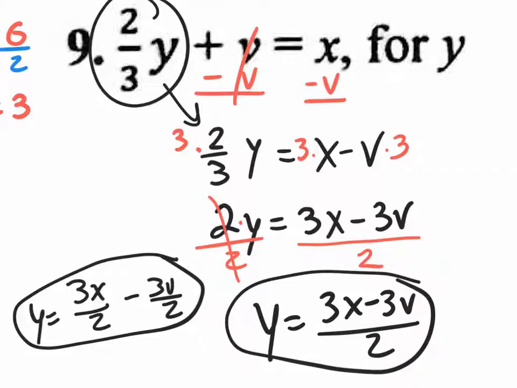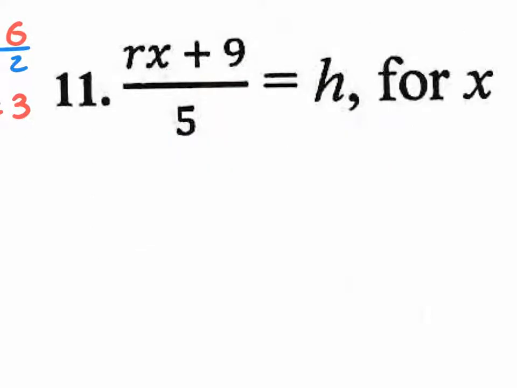Number 9. Moving on to number 11. So on number 11, we have an equation that's already solved for h. And you want to solve for x. So x is clearly up here. It's definitely not by itself. There's a lot of junk all around the x.